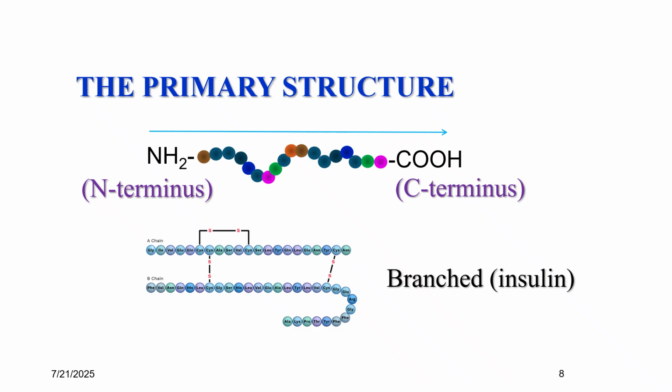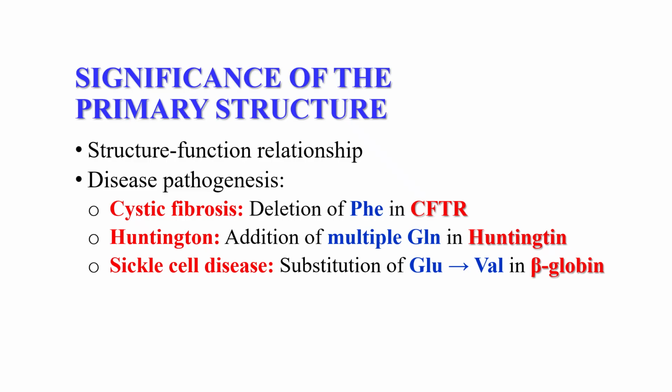An example is insulin. Regarding the significance of the primary structure, or in other words, why we have to learn the primary structure of a protein, I would like to explain this in terms of two very important points. Number one, as we know, the structure of a protein dictates its biological function, therefore by knowing the primary structure we can understand the structure-function relationship. Second point is regarding disease pathogenesis.